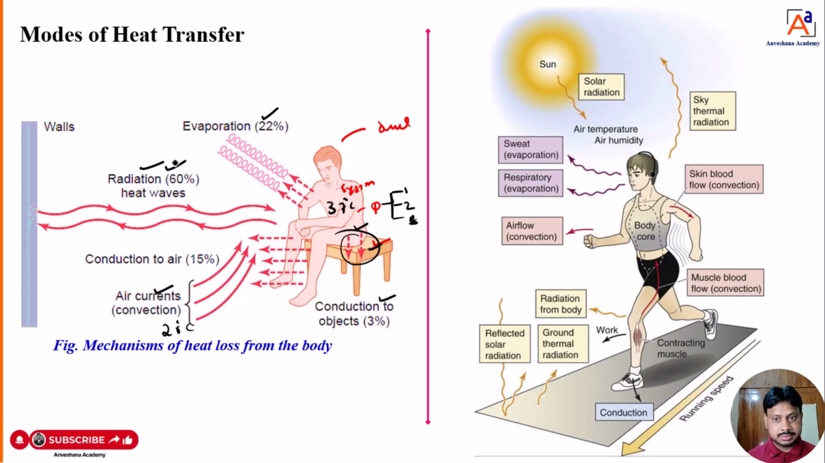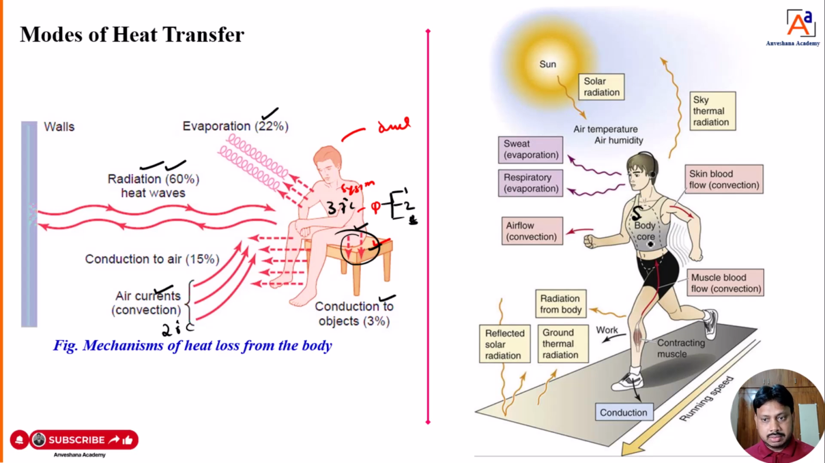Second example, dear students, you can see when we are jogging in the early morning, around 7:30. What happens when you are running? Your body temperature is going to increase. That means heat is going to generate in your body. Then that excess heat, we have to transfer from your body to the surrounding.